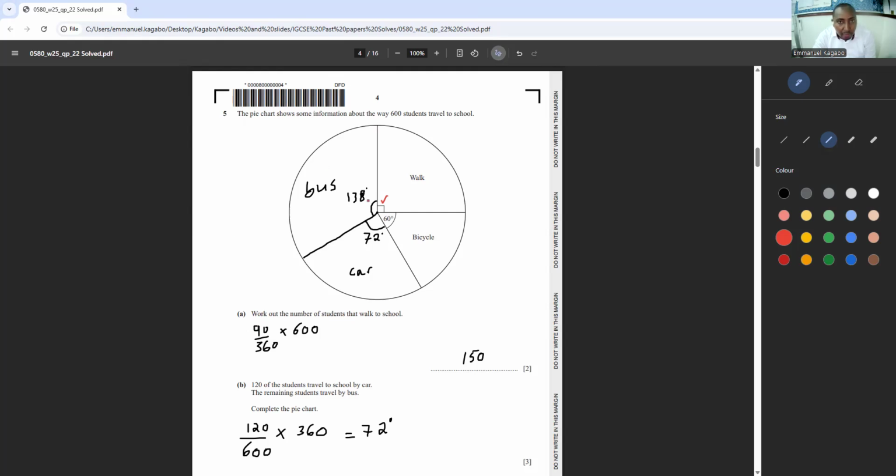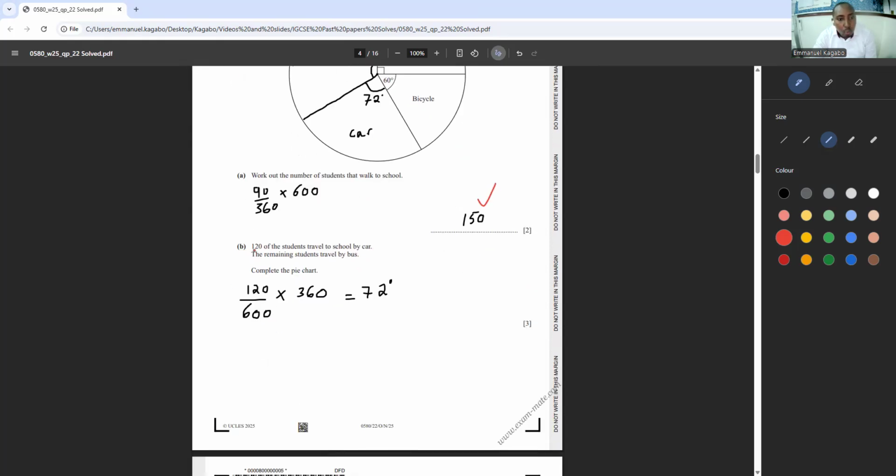The total angle of a pie chart is 360 degrees. So we get 90 over 360 times 600, because that's the total number of students. Then the number of students who go to school by walking is going to be this. Very good. 120 of the students travel to school by car. The remaining students travel by bus. So 120 students go by car. What's the angle for those students? Just take 120, divide by 600, which is the total number of students, times 360, and that gives you 72 degrees.